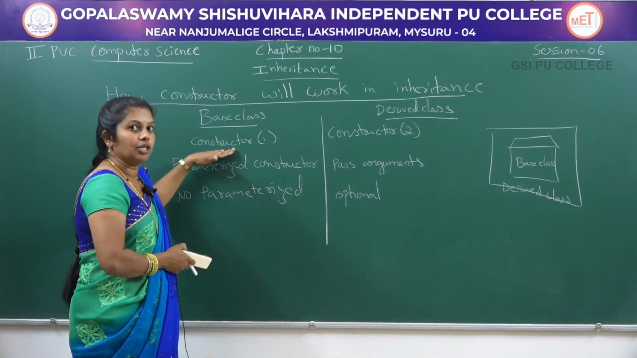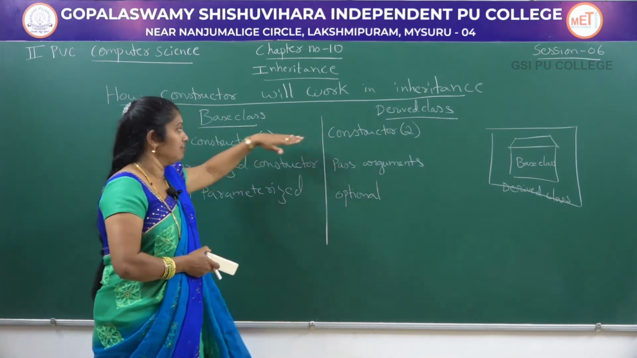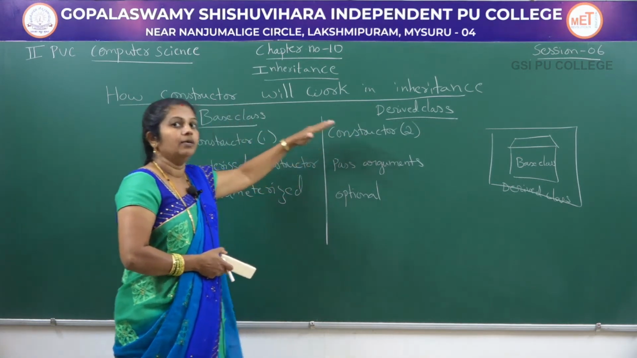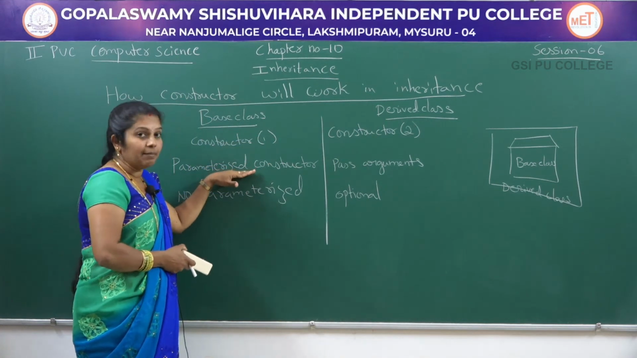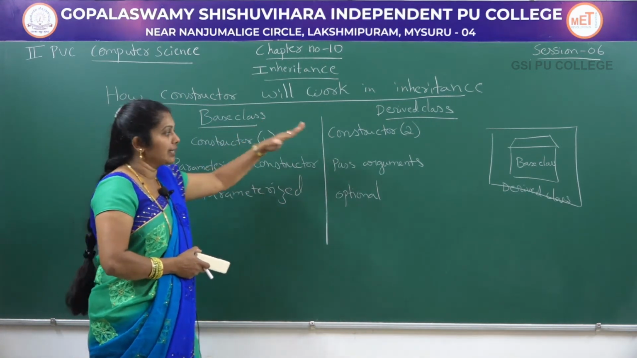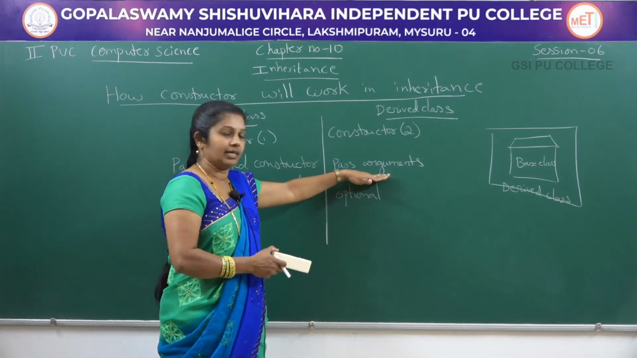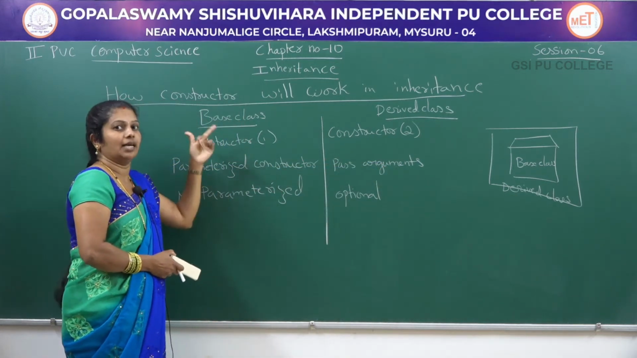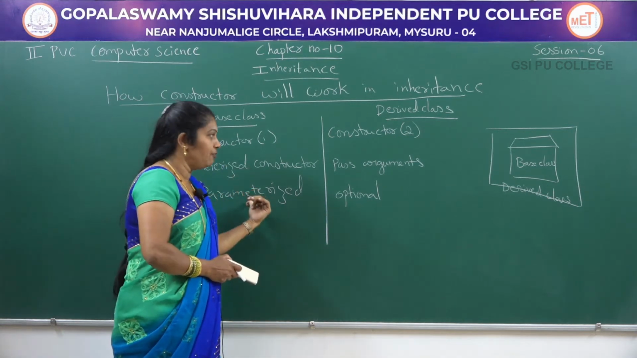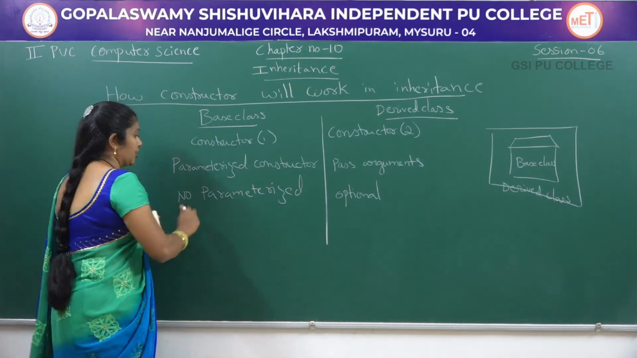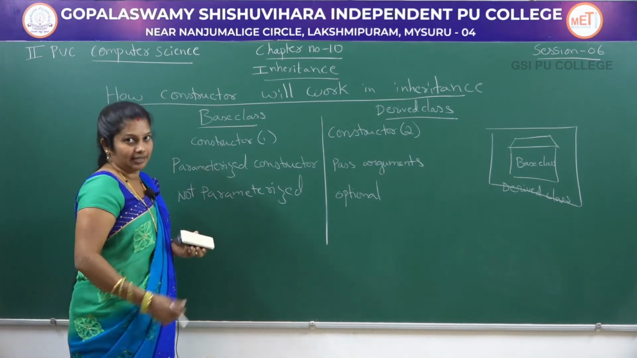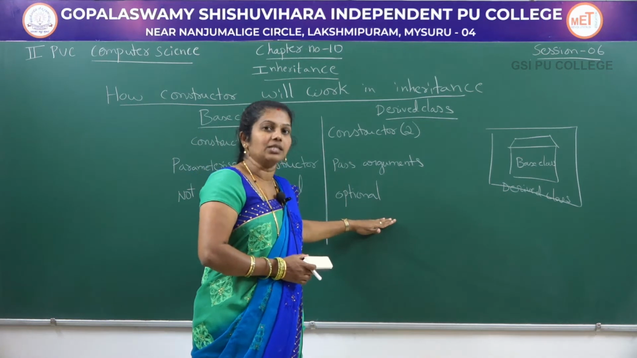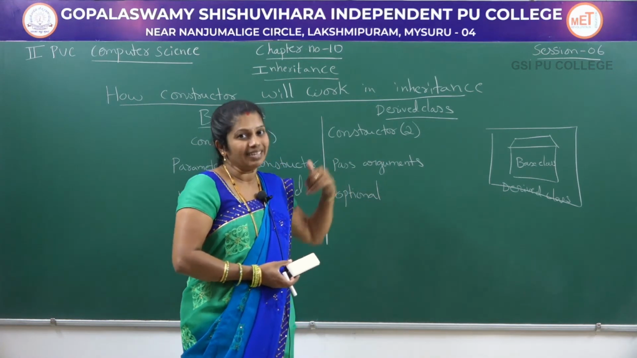If you have a constructor in both the base class and the derived class, then the base class constructor will execute first, then the derived class constructor will execute. If you have a parameterized constructor in the base class, then the derived class constructor compulsorily has to pass the necessary arguments to the base class constructor, then it executes. If it is not a parameterized constructor in the base class, then it is optional for the derived class to pass the values and to have a constructor.